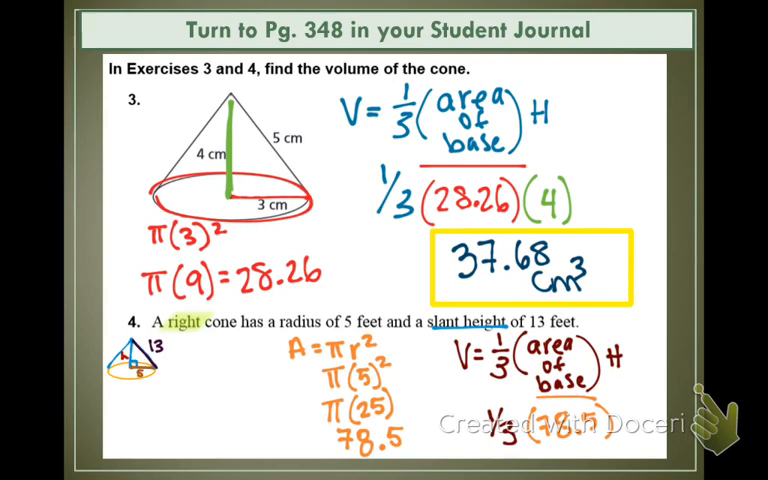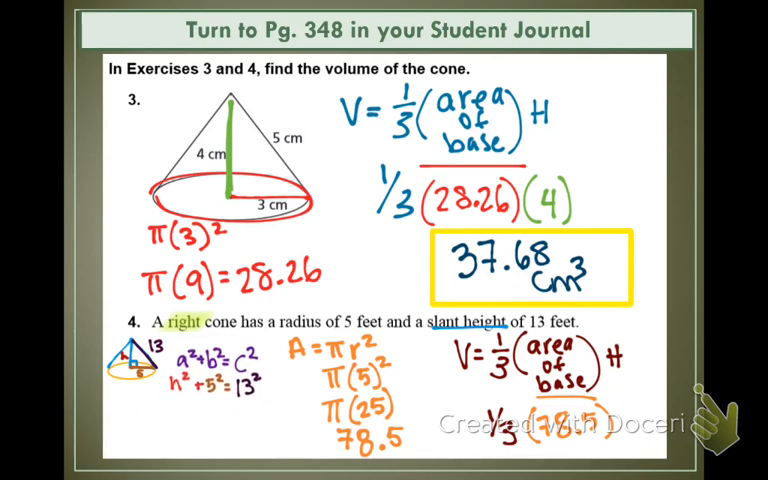A squared plus B squared. Pythagorean theorem. A squared plus B squared equals C squared. But this time, am I missing a leg or a hypotenuse? A leg. Because which one is the hypotenuse? The slant height, which is 13. So I'm going to plug in H. H is for the regular height, plus 5 squared equals 13 squared.